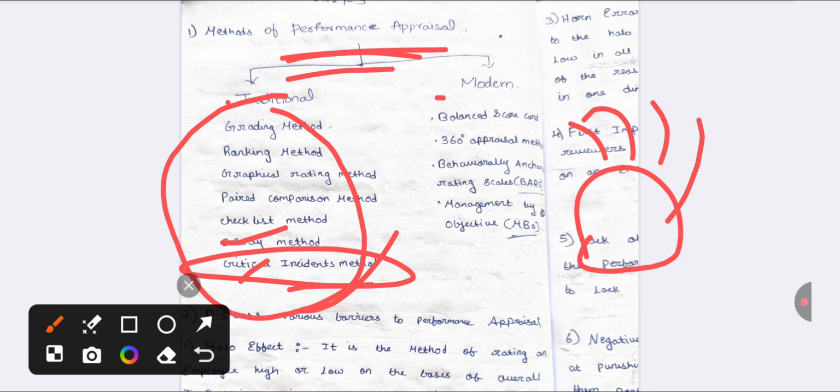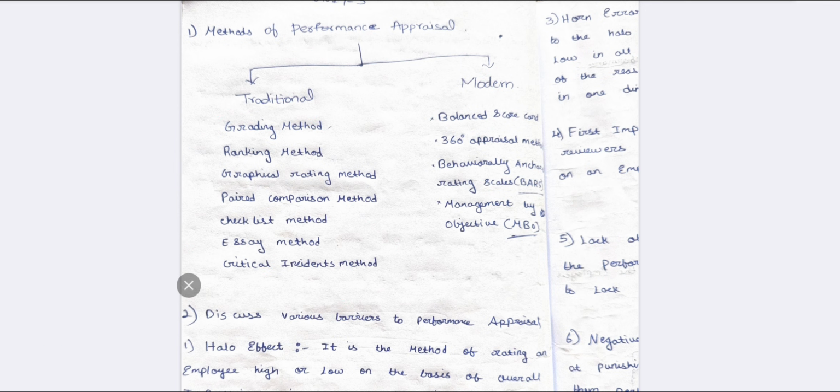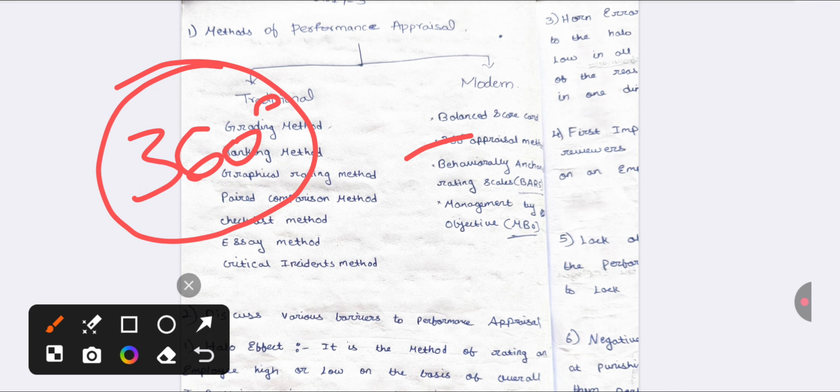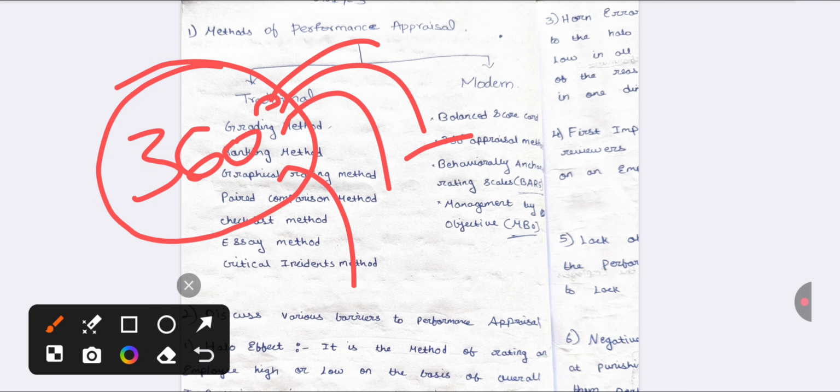Okay, next you have the modern methods. In modern, you have the balanced scorecard. The balanced scorecard is a type of scorecard that shows the progress of the employee's performance. Next, you have the 360-degree appraisal. The 360-degree appraisal covers every department in the organization. In the production department, how his behavior is, communication skills, leadership qualities, whether performance is increasing or decreasing, like that. So an overall appraisal is called modern.